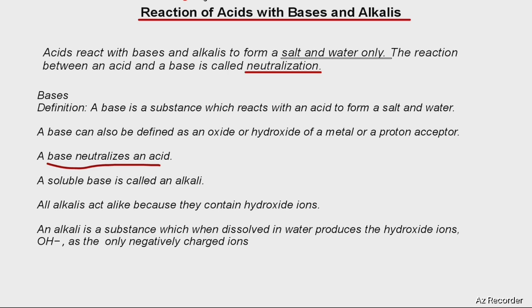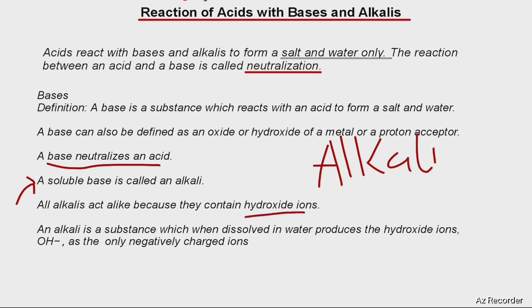So alkalis belong to the class of bases, but an alkali is different in the way that it's soluble. So when a base is soluble, meaning it dissolves in water, it means that the base is an alkali. So an alkali is simply a soluble base, and most alkalis, or all alkalis, contain the hydroxide ions, the OH ion. Okay, they contain the OH what?